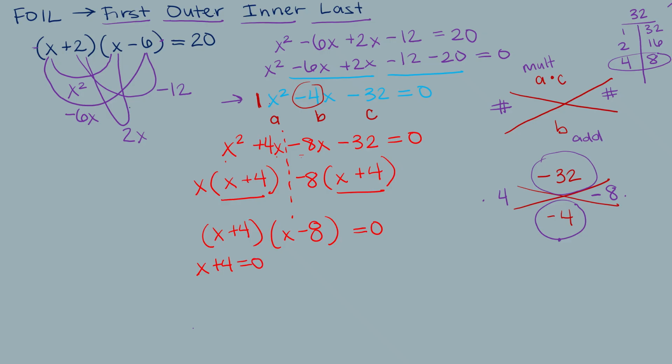So x plus 4 equals 0. So subtract 4 from both sides. So x equals negative 4. And then x minus 8 equals 0. Add 8 to both sides. So x equals 8. And then you would go through and check these terms, which I'm going to do on the next slide because this one's kind of busy.